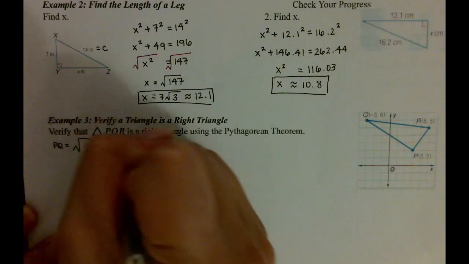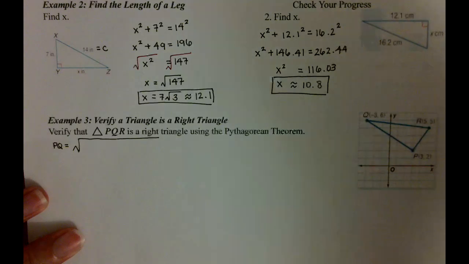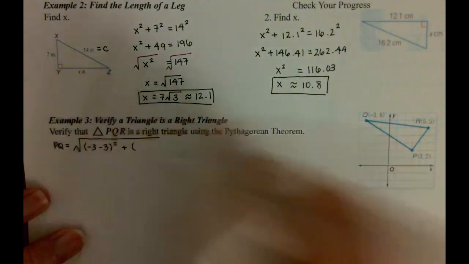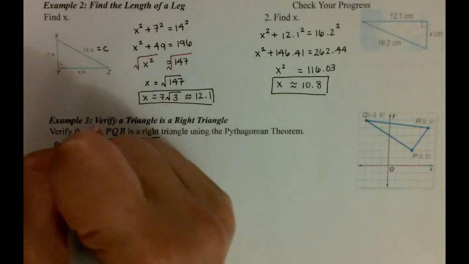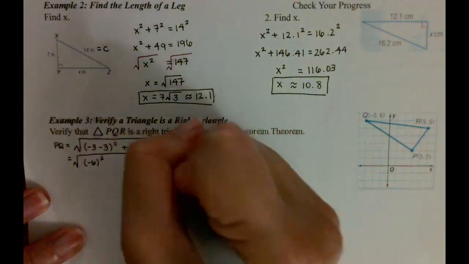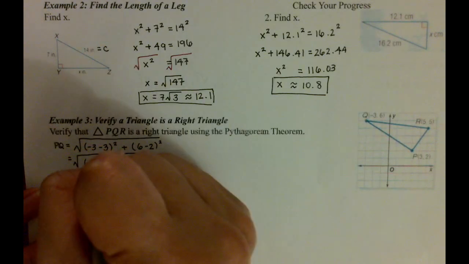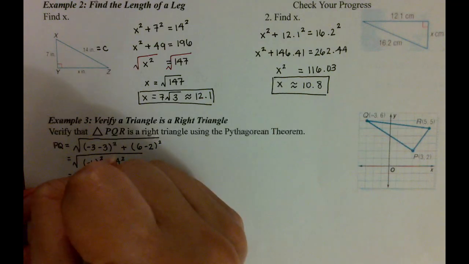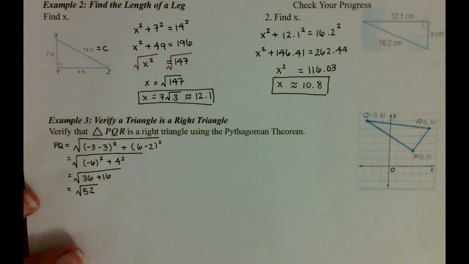Using the distance formula, PQ equals the square root of (-3 minus 3) squared plus (6 minus 2) squared. -3 minus 3 is -6. 6 minus 2 is 4. -6 squared is 36, and 4 squared is 16. This gives me the square root of 52. I'm just going to leave it as that for now.